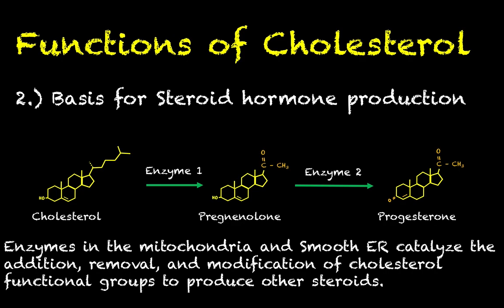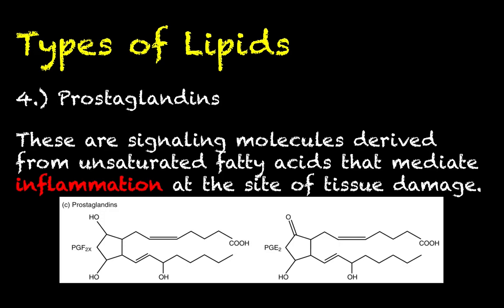So these enzymes that you see here that are making these chemical modifications to cholesterol, they tend to be found in the mitochondria and the smooth endoplasmic reticulum of cells that are making these hormones. So these enzymes are going to be catalyzing the chemical reactions that result in the addition, removal, and modification of cholesterol functional groups to make other steroids. So in the future, when we talk about steroid hormone production, you're going to want to keep this in mind.